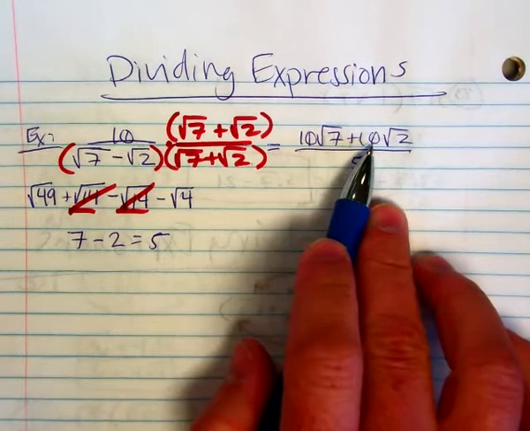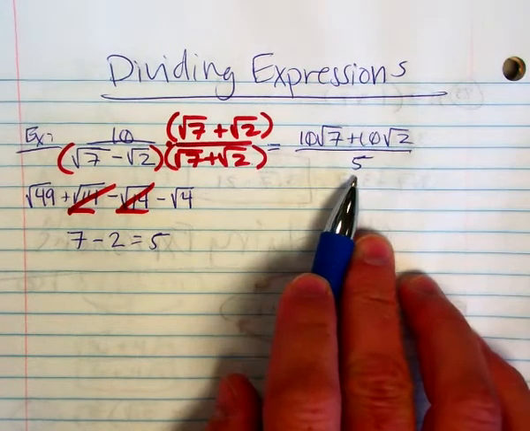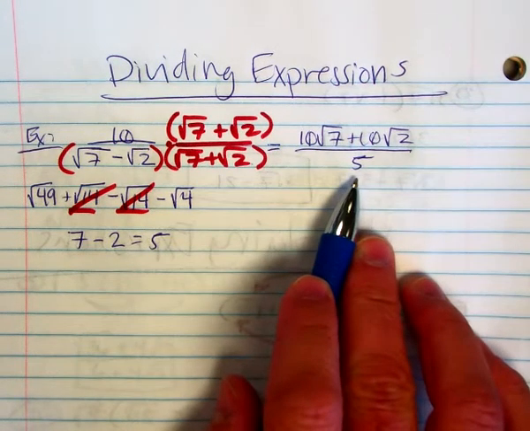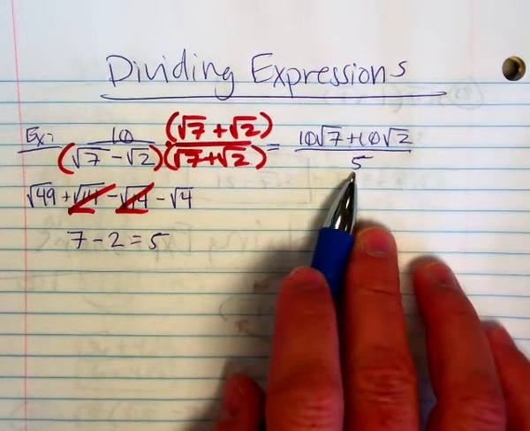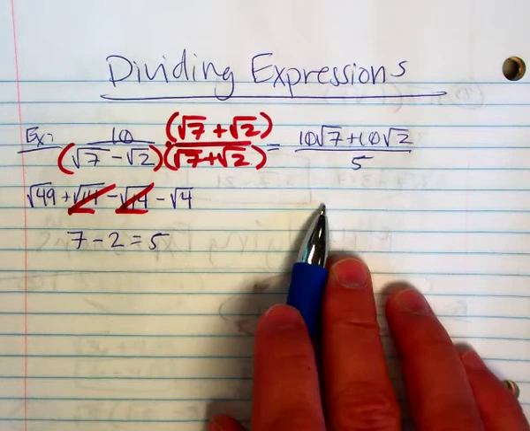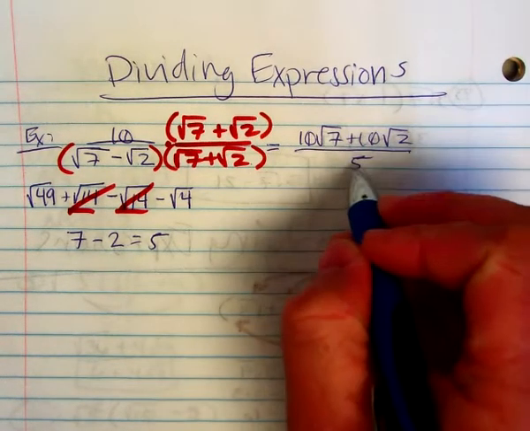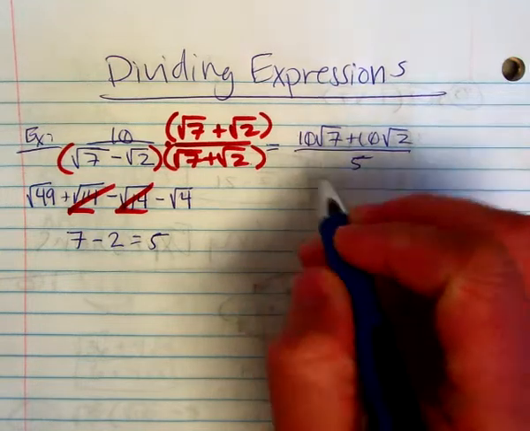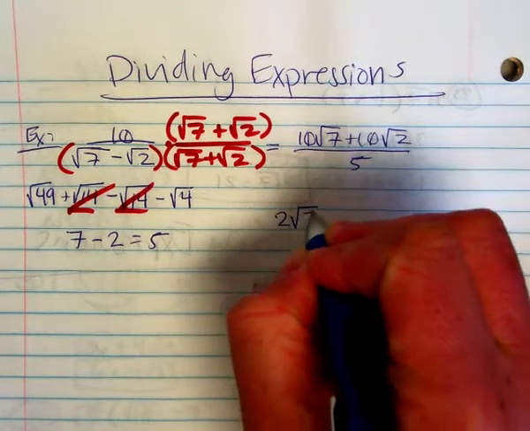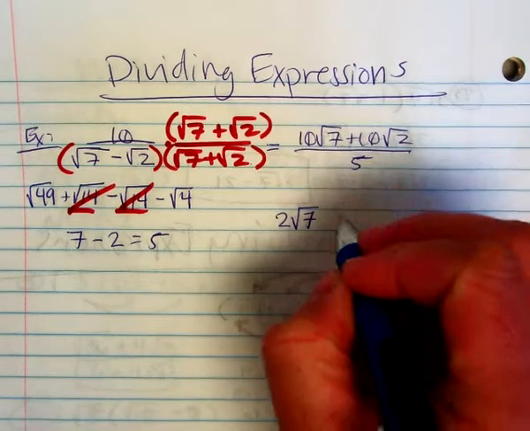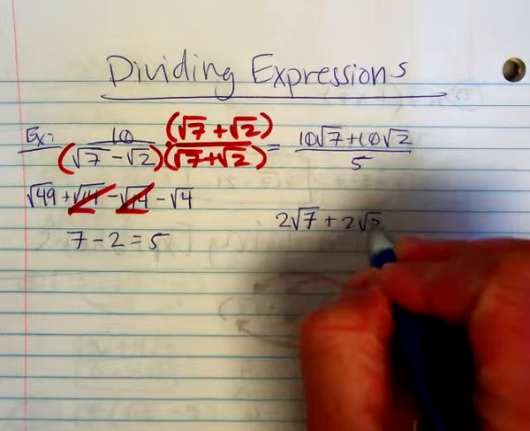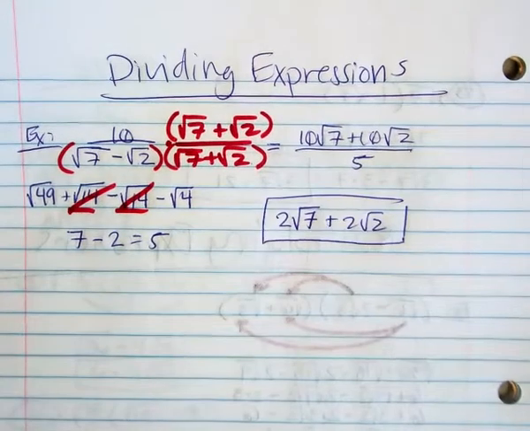They both have 10 on the outside, and there's a 5 on the outside here. 10 over 5, 10 over 5. They reduce the exact same way, so what I actually end up getting is 5 goes into 10 twice to make 2 root 7. 5 goes into 10 twice to make 2 root 2. And that becomes my final answer.